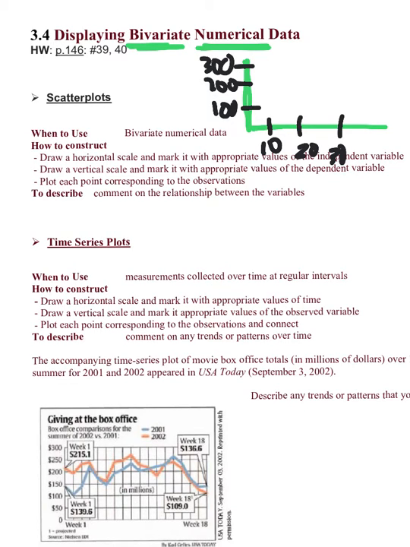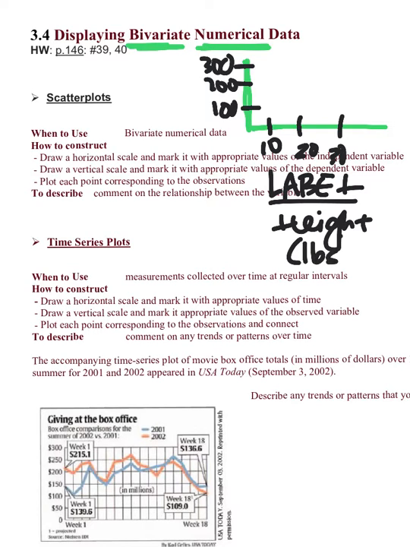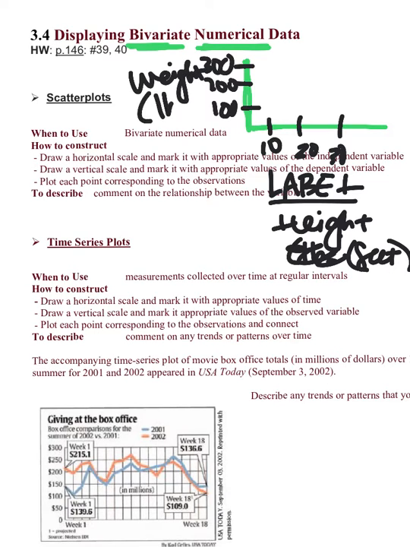So the important thing is that you have even intervals, so each jump is worth the same, and also make sure you label your axes. So for example, if this was height, in feet, that makes more sense, and weight would be in pounds. All right, so make sure that you label both axes.